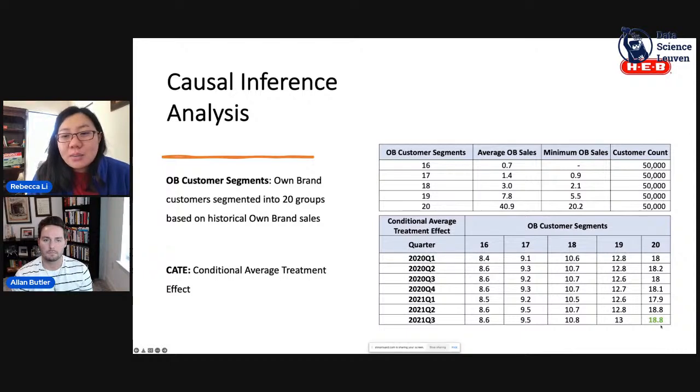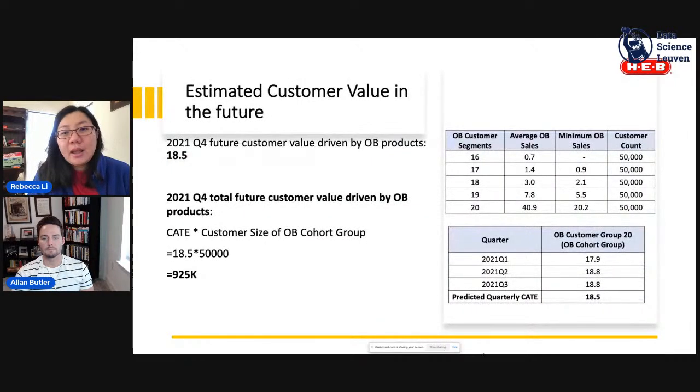It means a customer could generate an additional $18.8 in 2021 Q3 if the customer belongs to group 20, which means if the customer spent more than $20.2 on on-brand products in the prior quarter. Okay. And based on the customer segmentation and the threshold for each group, we think group 20 is the on-brand cohort group.